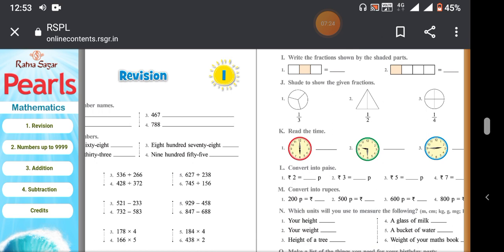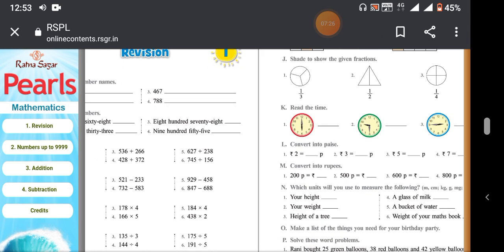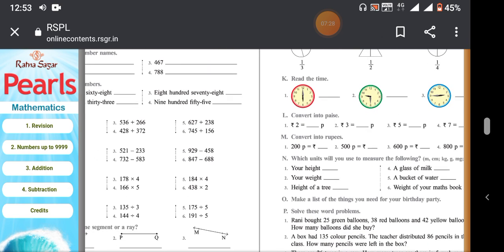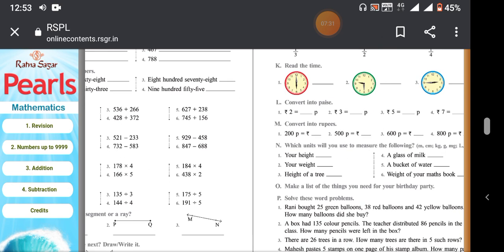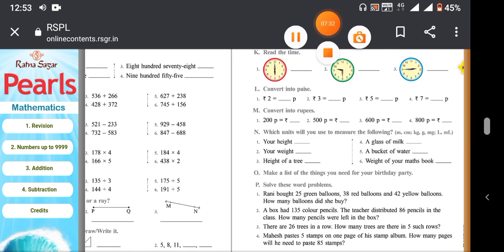So these are all the revision part, students. We already learned these things in our earlier classes.